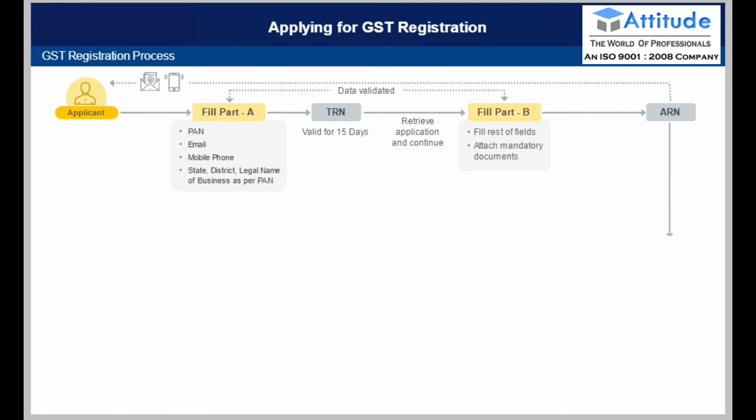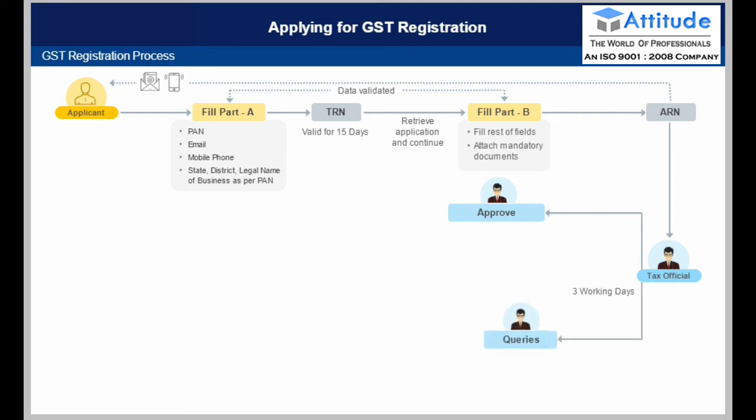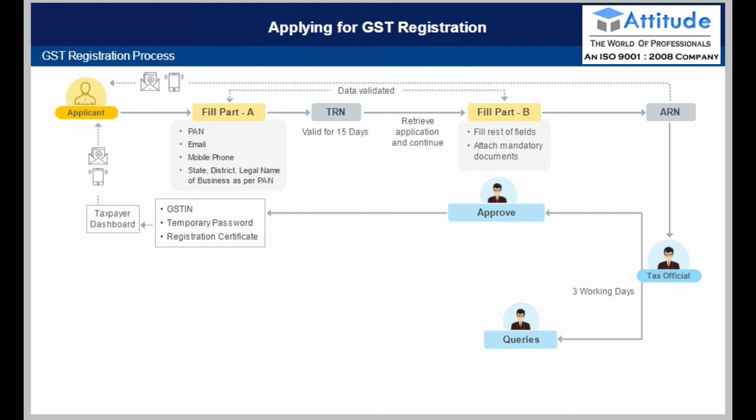After submitting, the application goes to a tax official for processing. The tax official needs to respond within 3 working days, where they can either approve the registration application or raise queries by issuing a notice seeking clarification. If the tax official approves, the GST portal will issue a Goods and Services Tax Identification Number GSTIN and a password which will be sent to the applicant. The registration certificate will also be issued and made available on the taxpayer's dashboard.